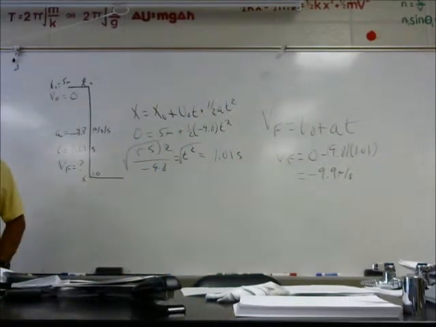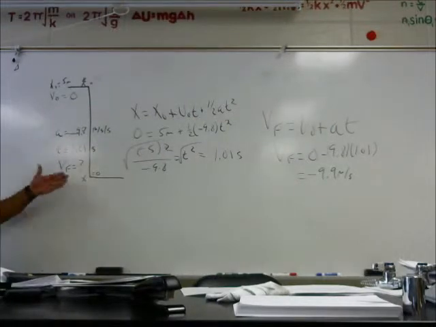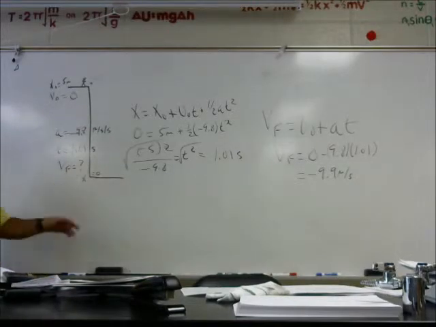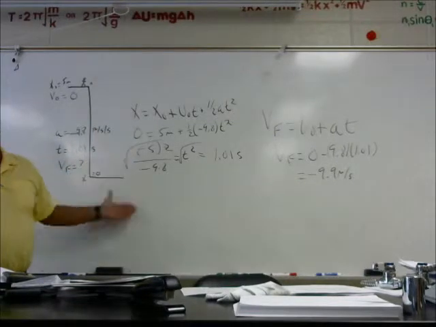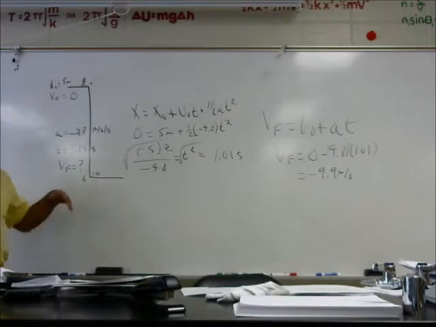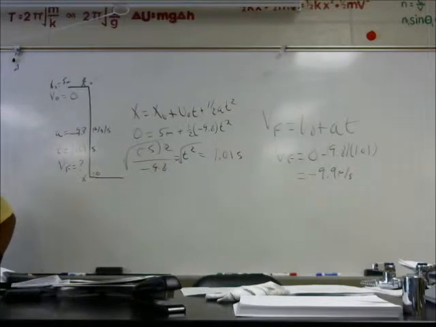Why is it negative? Because we set up down to be negative. We call the acceleration negative. It's going down. Down is negative. Anything going down is negative. My change in position is negative 5 meters. My velocity going down is negative 9.9. My acceleration negative 9.8. Questions there? Anybody? Are we good so far?